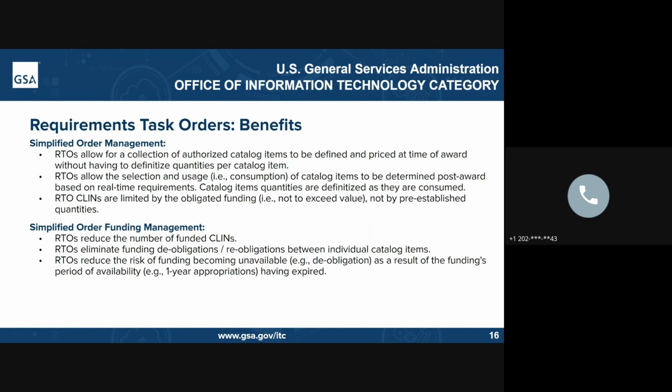But there are additional benefits. I've only highlighted a few here. As you start to work with requirements task orders within the outline here, you will see additional benefits that really go to if you have a choice to use different CLIN types. The recommendation from the cloud SMEs within the ITC group is to start looking at requirements task orders first. And then if you can't do it as requirements task orders, look at the other CLINs as need be.